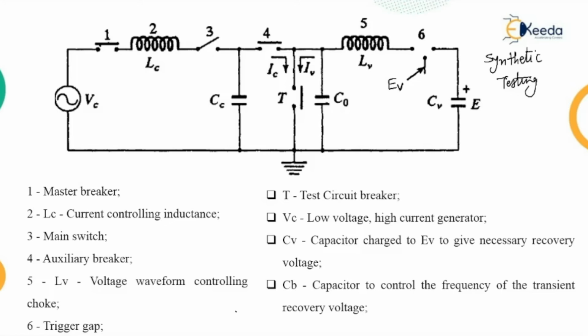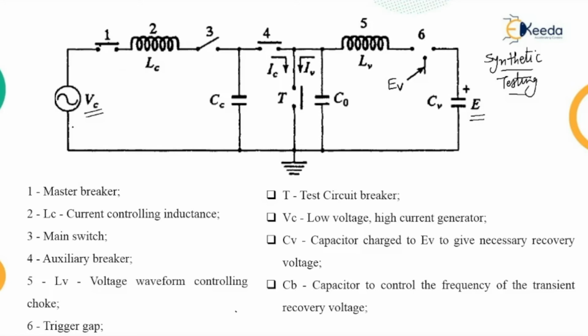In the initial period of the short circuit test, the AC current source supplies heavy current. Like in this case, we have two sources, VC and E. Heavy current at low voltage, and then a recovery voltage is simulated by a source of comparatively high voltage of small current capacity. So this is the schematic that shows the synthetic testing. Now, what all equipments are present in this? Let us start with this.